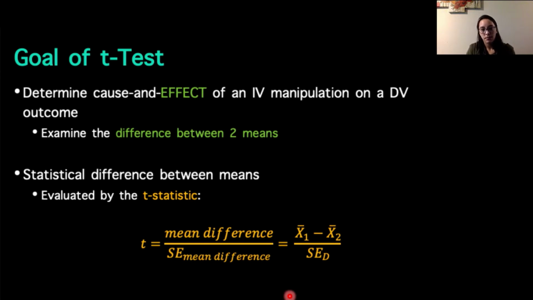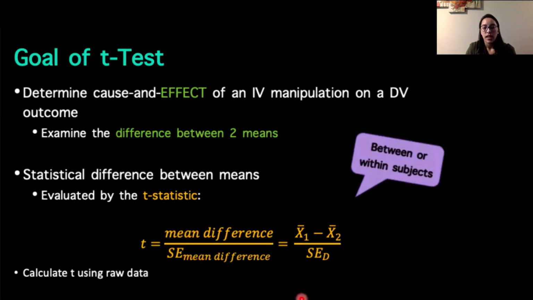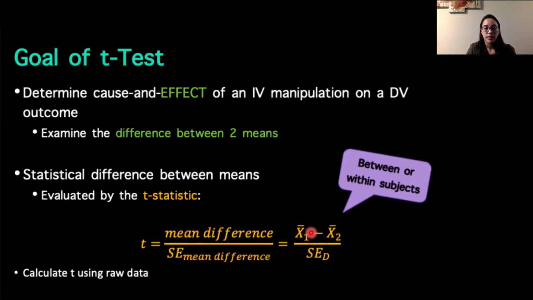between the means. So calculating t, we're going to use the raw data, right, by looking at the difference between our means and the standard error. And again, the difference between the means can either be between or within subjects. So this formula, if you will, doesn't change whether you're looking at a between or within subject comparison.